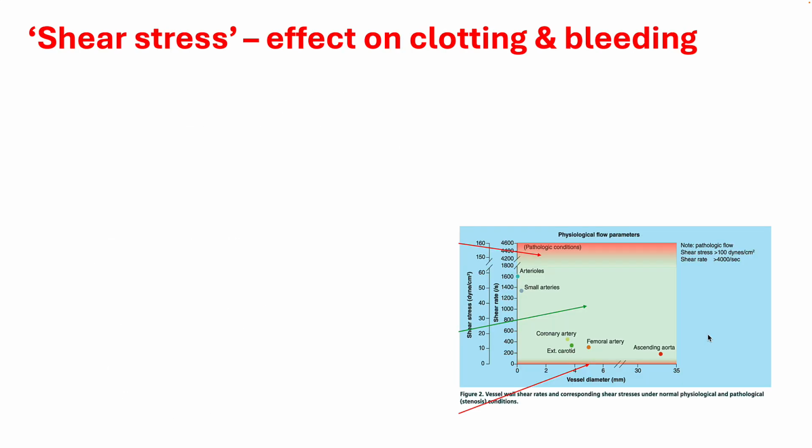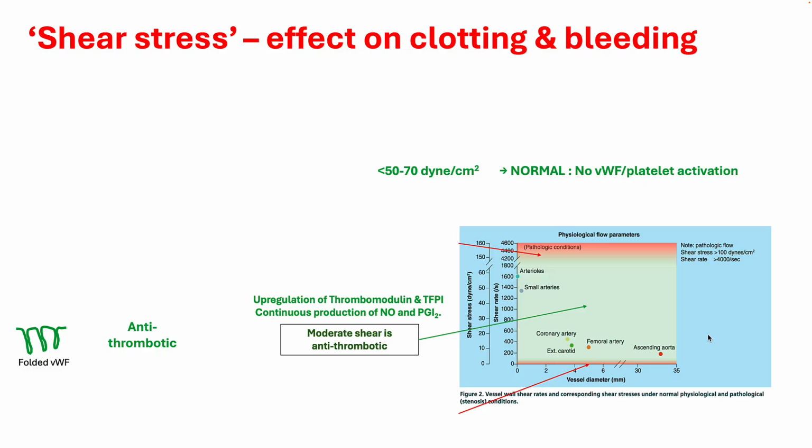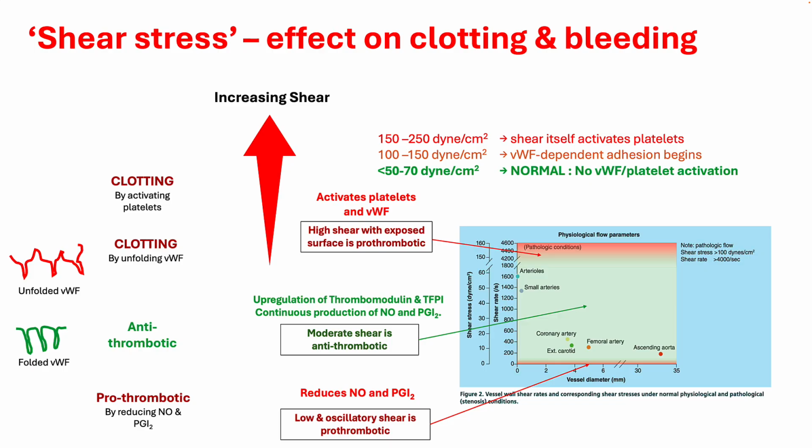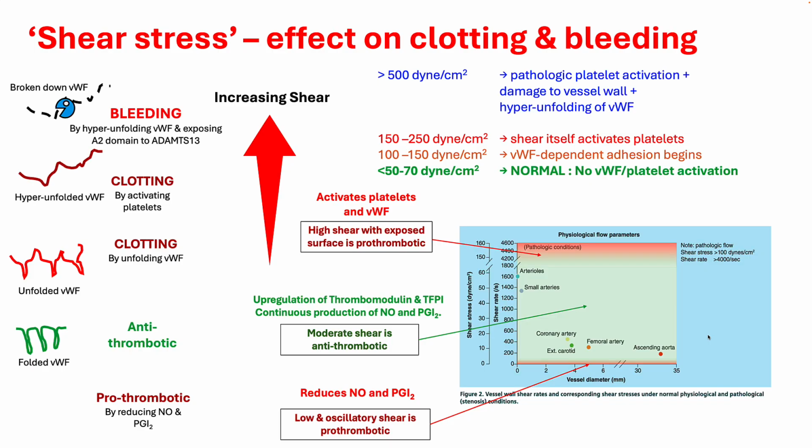So let's summarize. The effect of shear stress on clotting and bleeding depend upon its intensity. At moderate shear, it is antithrombotic due to continuous production of nitric oxide and prostaglandin I2. If you got low or oscillatory shear, the area becomes more prothrombotic. If your shear increases, initially it will activate clotting by unfolding von Willebrand factor and platelets, but increasing shear to pathological level will cause damage to the vessel wall and pathologic platelet activation and hyper unfolding of von Willebrand factor, thereby promoting its degradation by ADAMTS13. Therefore, this can result in bleeding.